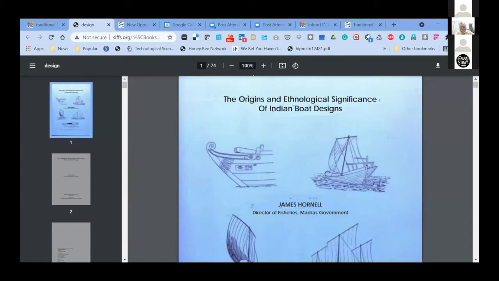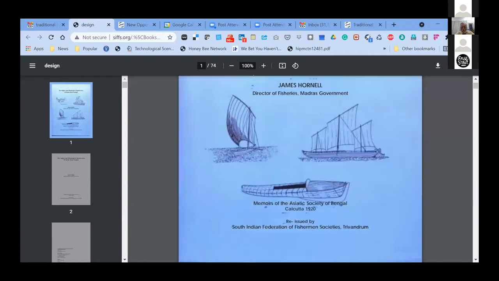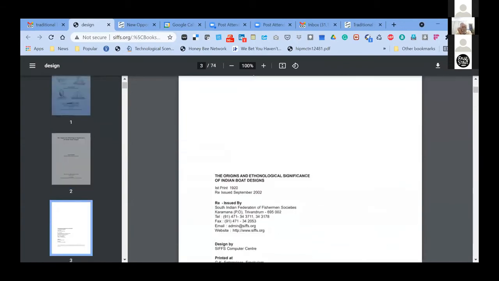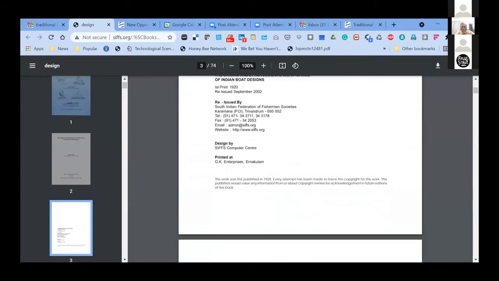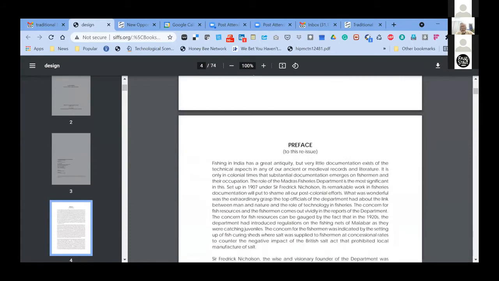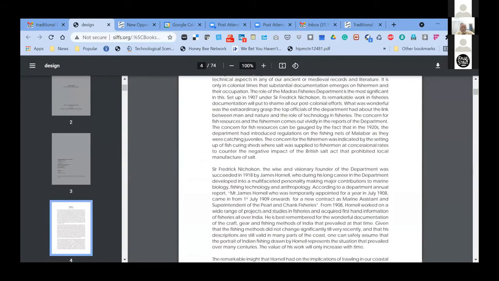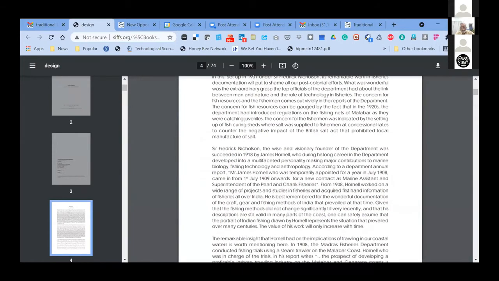I will show you one example which you can see that sometimes examples of this kind can also be brought in. This is a paper by James Hornell, Director of Fisheries, almost more than 100 years ago, who wrote about the design of the boats in Madras Presidency. It was published in 1920, but republished by the South Indian Federation of Fishermen Societies. And it was 1909, so more than 100 years ago, that he did the documentation and explained. And some of those designs have continued even today.